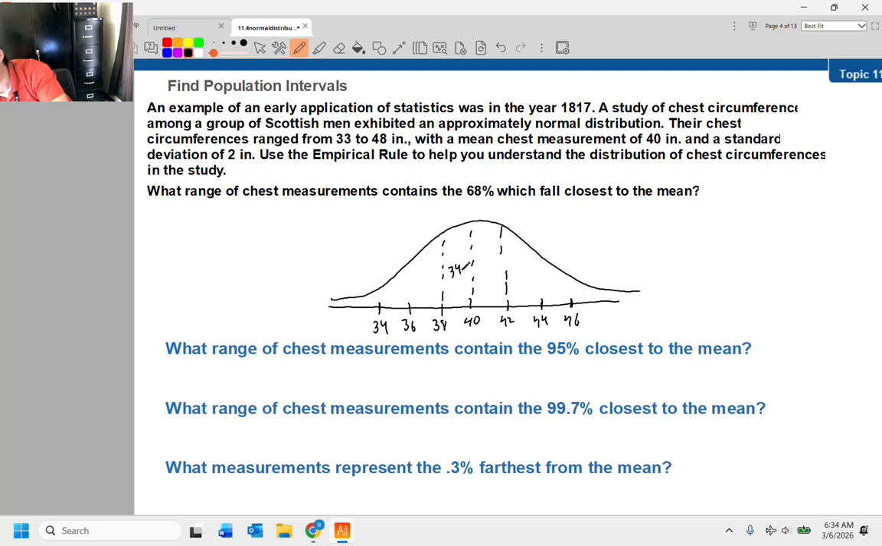This is the mean. Each of these guys contain 34%. Now we've gone out 2 standard deviations. They each contain 13.5%. Now we've gone out 3. Look back at the previous page if you need to, but they're 2.35. And then we have the tails, which are 0.15 apiece. What range of chest measurements contains the 95% closest to the mean? Well, that's the stuff that's within 2 standard deviations. That would be this, this, this, and this. So measurements that lie between 36 and 44.